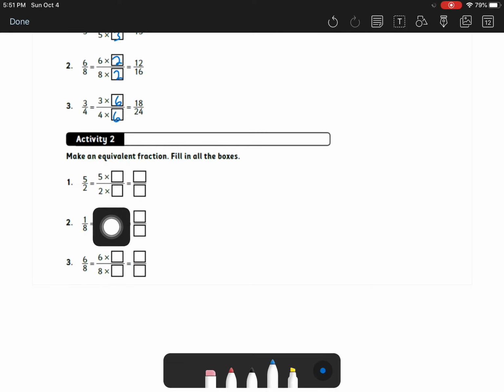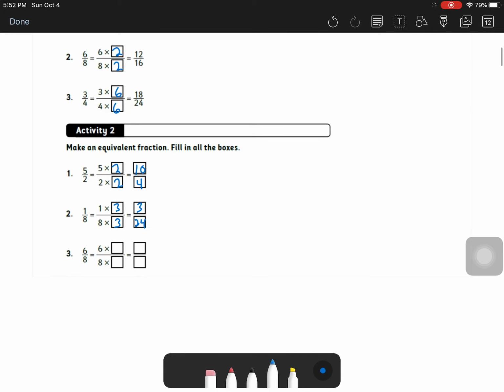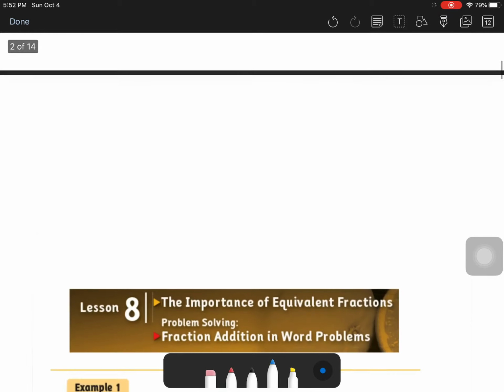So now they've kind of just given us the choice to make whatever kind of equivalent fraction we want. So I'll just pick some numbers just as long as they're the same on the top and on the bottom. So if we go 2's here, 10/4 would be equivalent to 5/2. Let's say I go 3's here. 1 times 3 is 3, 8 times 3 is 24. So 3/24 would be the same as 1/8, equivalent. And if I go 4's here, 6 times 4 is 24, and 8 times 4 is 32. So 24 over 32 is equivalent to 6/8.